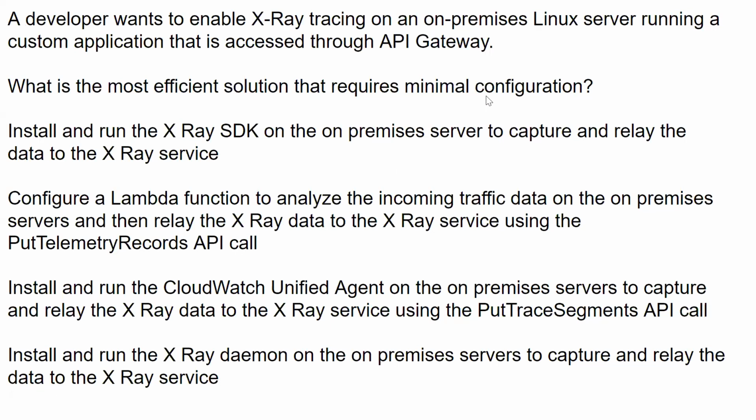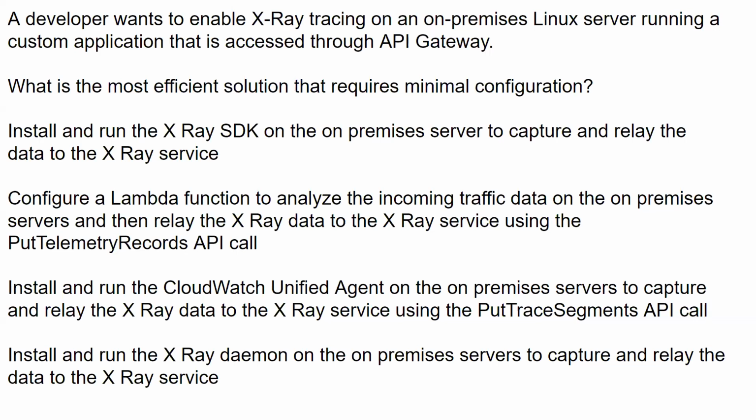Okay, don't move. Okay, install and run the X-ray SDK on the on-premises server to capture and relay the data to the X-ray service. Configure a Lambda function to analyze the incoming traffic data on the on-premises servers and then relay the X-ray data to the X-ray service using the put telemetry records API call. Install and run the CloudWatch unified agent on the on-premises servers to capture and relay the X-ray data to the X-ray service using the put trace segments API call. Install and run the X-ray daemon on the on-premises servers to capture and relay the data to the X-ray service.